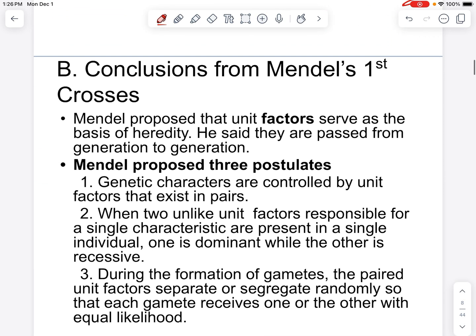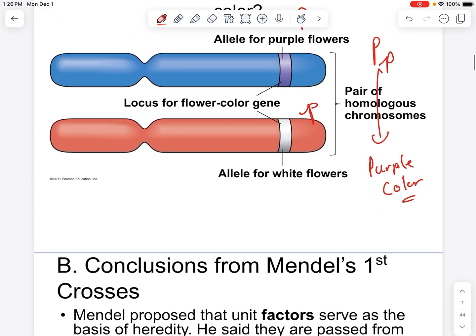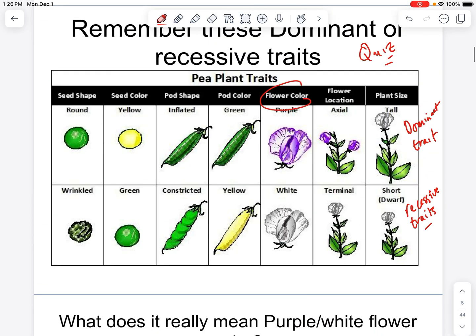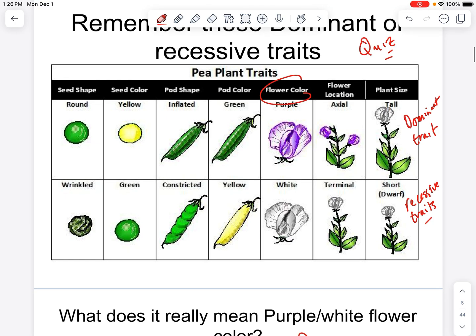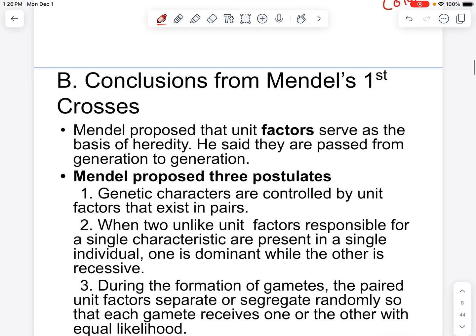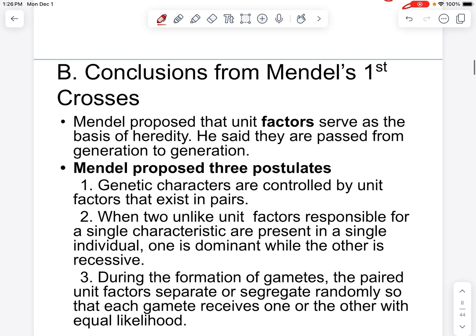Now, what he concluded from his first crosses that he was able to look at, because this was the main focus of his crosses, because not everything that he tried worked out very well. So there could have been other factors, something called linkage that we'll talk about down the road. But one of the things that he could come up with was these 3 different postulates right here.